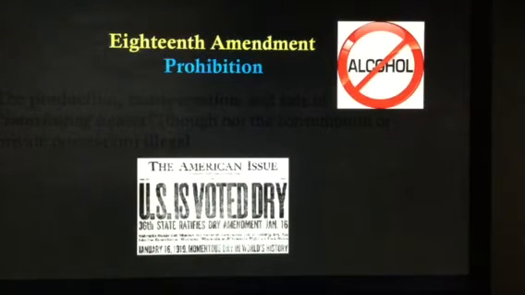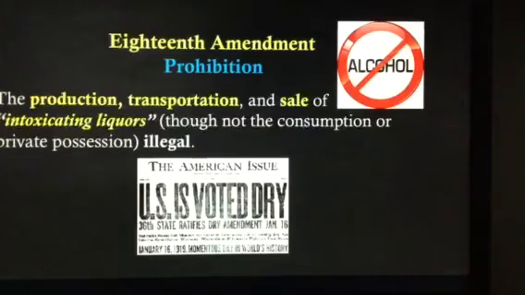The 18th Amendment, the Prohibition Amendment. This was the amendment that made it illegal to produce, transport, and sell, quote, intoxicating liquors, though not the consumption or private possession of alcohol. Notice the production, transportation, and sale of alcohol, not the consumption or private possession of alcohol. Of course, it's hard to get it unless it's produced, transported, and sold.